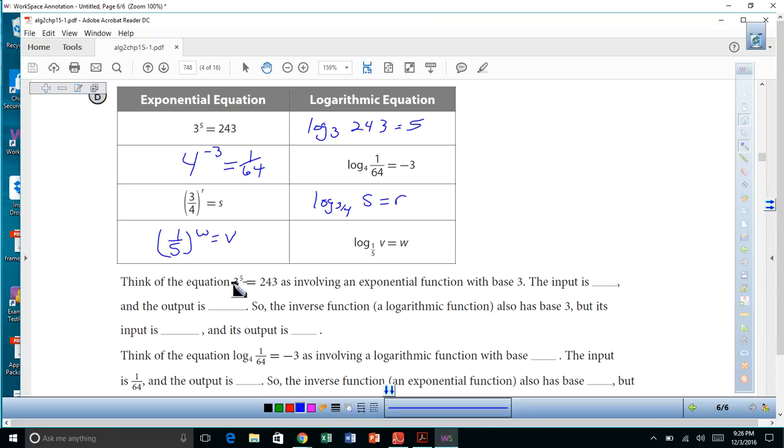Think of the equation 3 to the 5th equals 243 as involving an exponential function with a base 3. The input is 5 and the output is 243. So the inverse function's input is 243 and its output is 5.